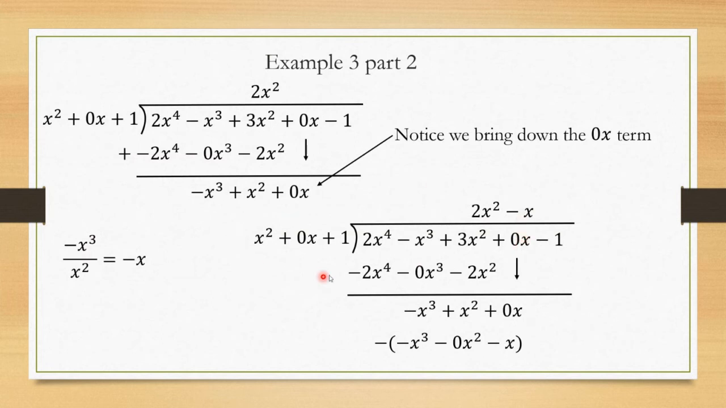Then we multiply, right? And then we're going to subtract the product. Negative x times this whole thing, we have negative x cubed, okay? Minus 0x squared, right? You add the exponents of x. I know there's a 0 here, but let's keep it there, okay? And then you have minus x times 1, that's minus x.